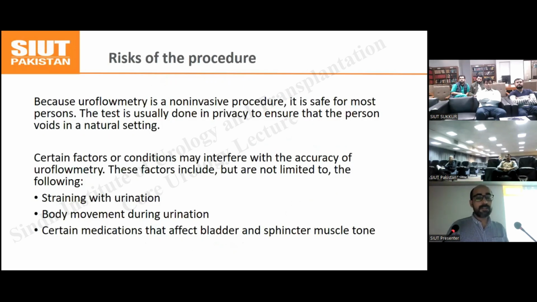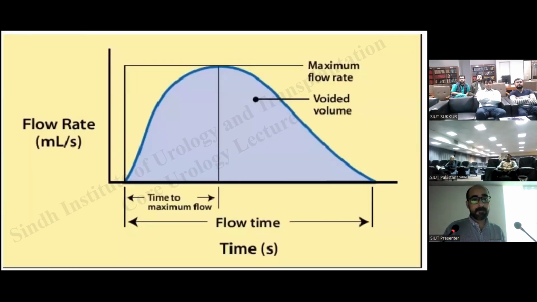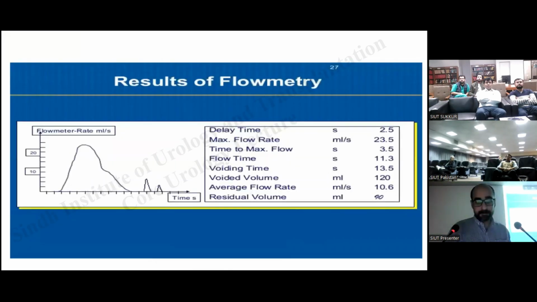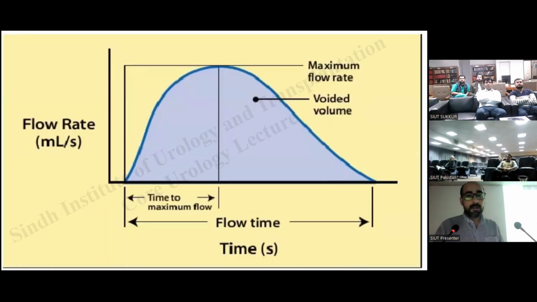Certain factors or conditions may interfere with the accuracy of UFM, like straining with urination, body movements during urination, and certain medications which affect bladder and sphincter muscle tone. The normal uroflowmetry graph is bell shaped, in which we see the Qmax.